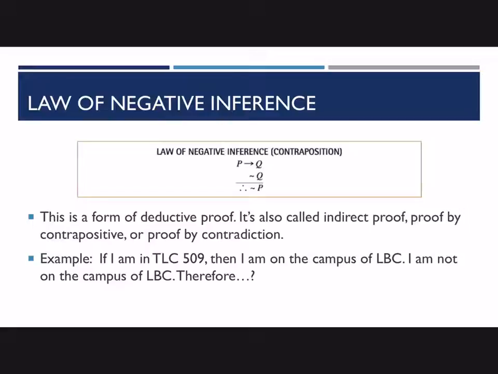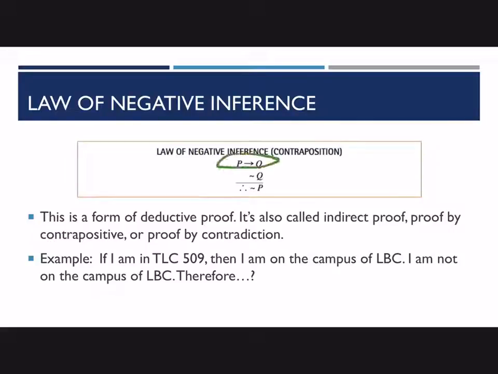So here's what an indirect proof looks like, and this is often called the law of negative inference. You don't need to memorize that, or the law of contraposition. It's called an indirect proof, proof by contrapositive, or even proof by contradiction. This is just another form of deductively proving something. And remember that deductive means starting with assumed or known information and then logically reasoning to other information that must be true.